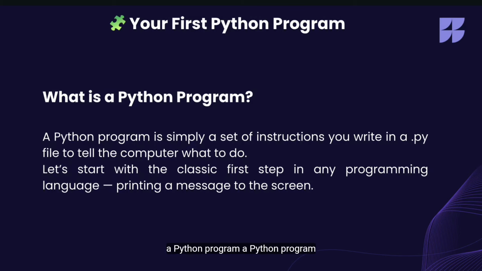What is a Python program? A Python program is simply a set of instructions you write in your code to do some specific task in a .py file. So to tell the computer what to do, or to tell your software what to do. Let's start with the classic first step in any programming language, printing a message to the screen.